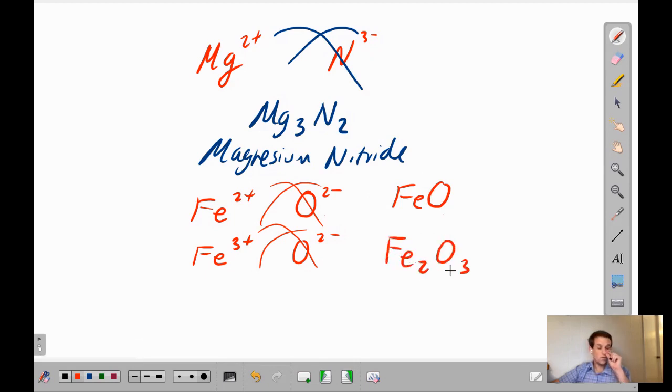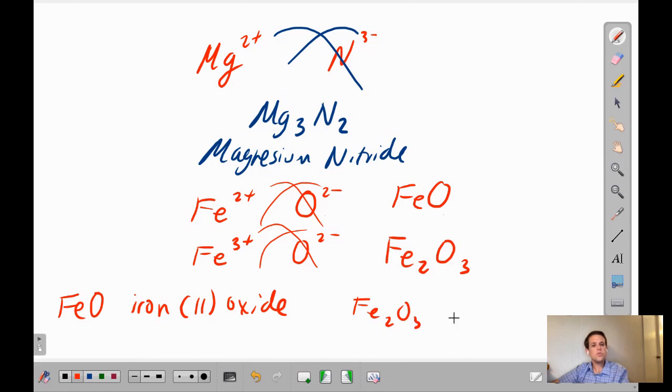So notice that when you have a different ion, you build a completely different compound. So we would have to name these differently. The first one, FeO, is going to be iron 2 oxide because it had a 2+ charge. And Fe2O3 would be iron 3 oxide. Okay, so that's the naming convention there.